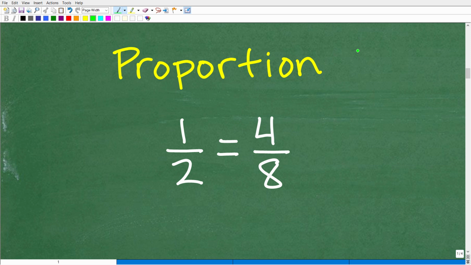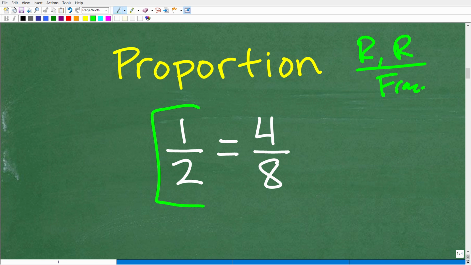Okay, so remember rates and ratios. These things here are fractions, okay? But they're fractions with specific units of measure. They're not just a regular fraction. But here is the deal. When you have two equal fractions, you have something in math called a proportion. So here is an example of two equal fractions. Now, in other words, they have equivalent values.